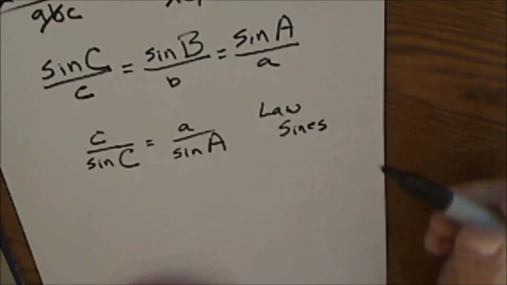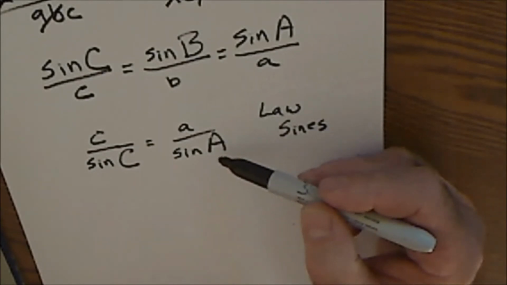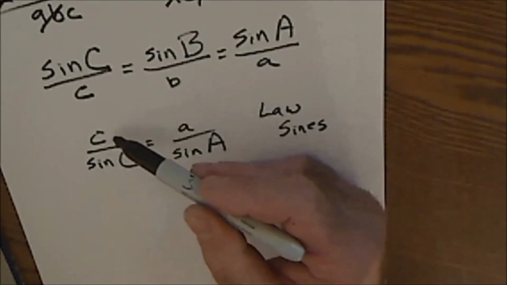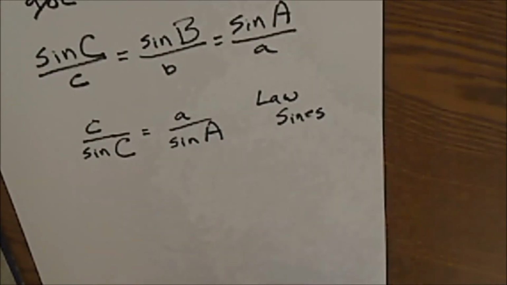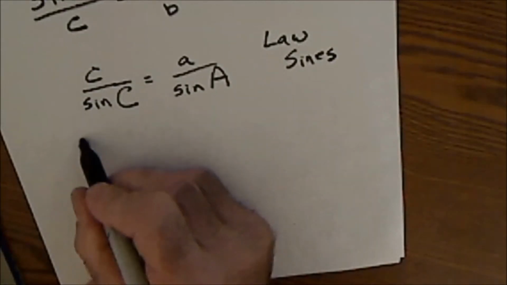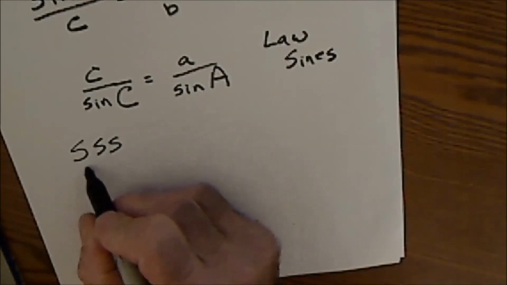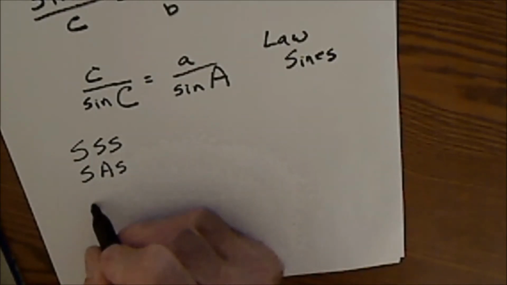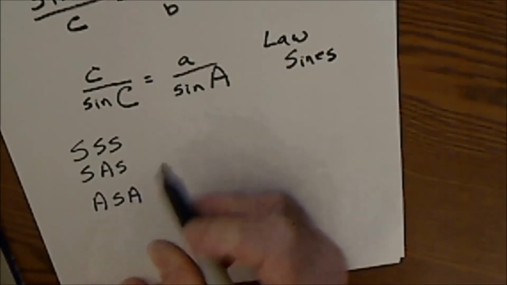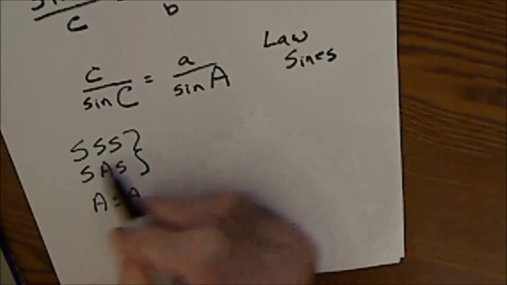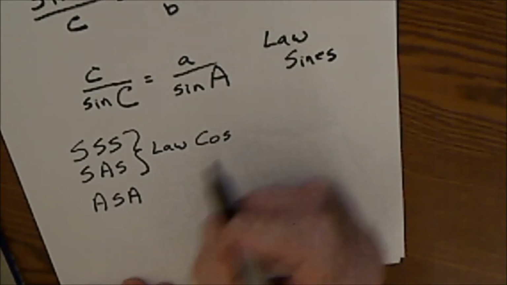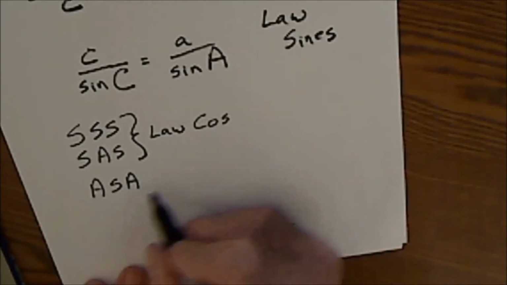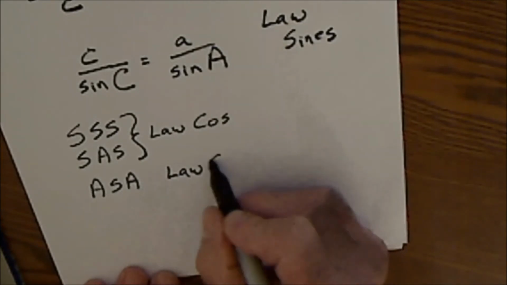So again, the way I remember it is a side over the sine of the angle opposite it is equal to any other side over the sine of the angle opposite it. One thing I'd just like to reiterate, 3 ways to prove triangles congruent: side, side, side, side, angle, side, and angle, side, angle. With these 2 scenarios right here, if you're given these pieces, you use the law of cosines, and you only want to use the law of sines in an angle, side, angle case.